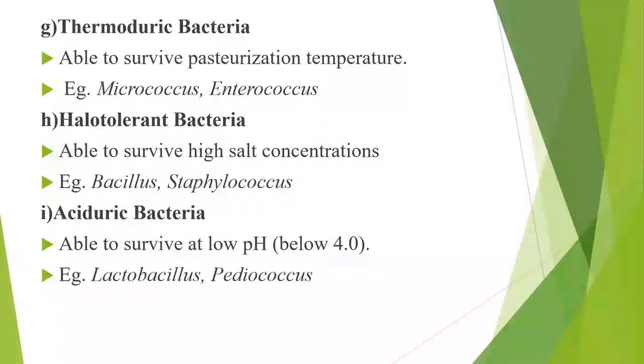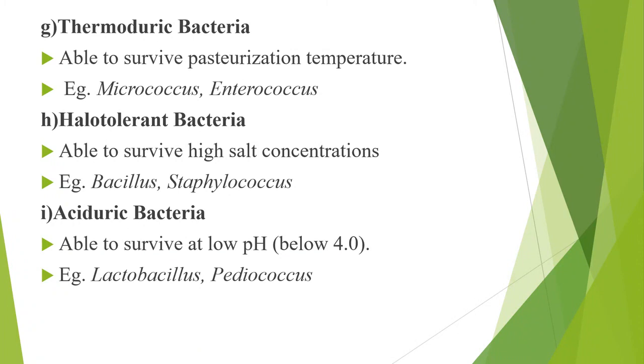Next one is the halotolerant bacteria, and they are able to survive high salt concentration. Examples are Bacillus and Staphylococcus. We know that salt solution is one of the simplest or commonly used methods for the preservation of many fruits and vegetables, meat, fish, etc. And these halotolerant bacteria are the group that will cause the spoilage of such food items, because they have the ability to survive under high salt concentration. Two common examples are Bacillus and Staphylococcus.